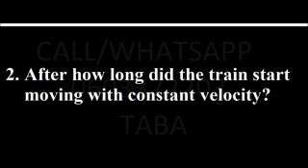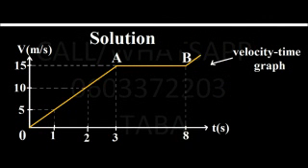Now let's answer question number 2, which asks us how long after the start the train began moving at a constant velocity. If you look at the velocity-time graph here, you will notice that during the first second, the train was accelerating, as well as the second second, the train was still accelerating. And on the third second, the train starts to maintain the constant velocity. So in conclusion, we may say the train started moving at constant velocity after 3 seconds.